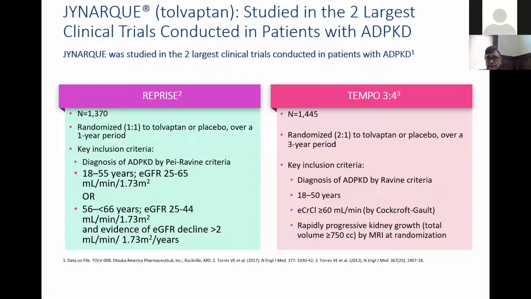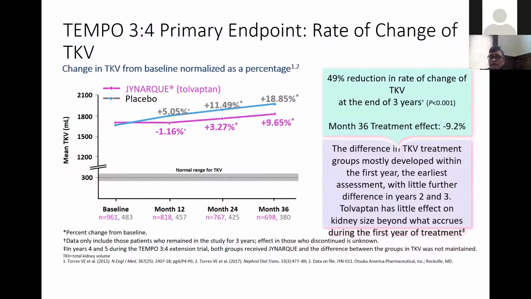And they were right, because your TEMPO trials were all cherry-picked patients with a normal creatinine clearance, more than 60. Now we have done this REPRISE trial, which has patients from 18 to 55 years, with GFR of 25 to 65. I have enrolled a patient with a GFR of 25, and I have so many stories to tell. They got 4 or 5 years without dialysis and transplant, and a 49% reduction in the rate of change of total kidney volume at the end of 3 years.